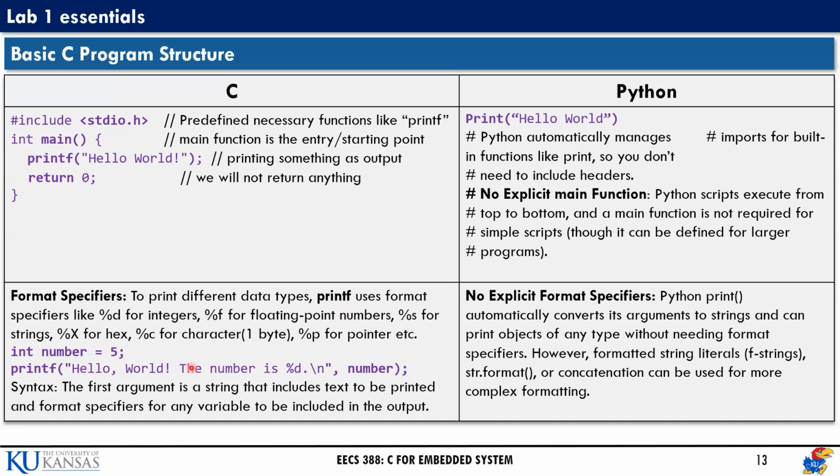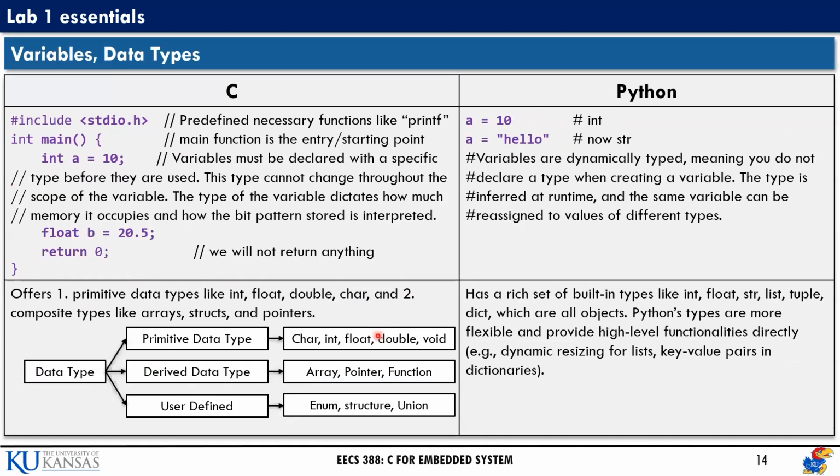So to print a single character, characters are usually only 1 byte or 8 bits. We have to use the %c. For pointer, we are going to discuss it later. We have to use the %p.